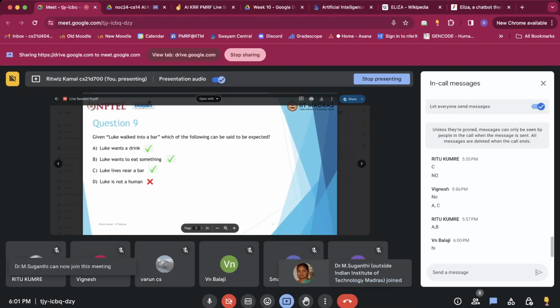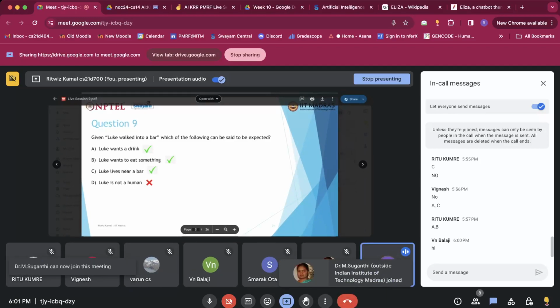Yeah, so currently we are at the ninth question. And yeah, I hope this is clear. Any doubts in this question? Okay, if not, then that's great. So this is a question that gave us an example of what we can expect based on a particular piece of information given to us.